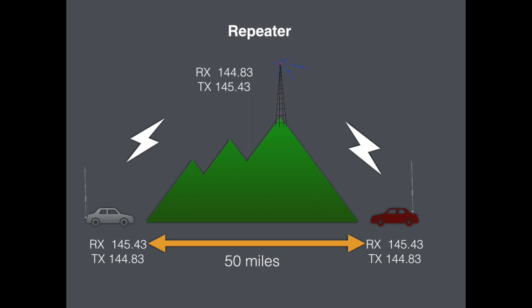So the car on the left transmits on 144.83 megahertz. Its transmit is actually the receive side of the repeater, and so they're backwards. So it transmits on the input frequency of the repeater. The difference in those frequencies is called an offset. The reason that we have to introduce the concept of a repeater is because we're about to talk about a repeater coordinator.